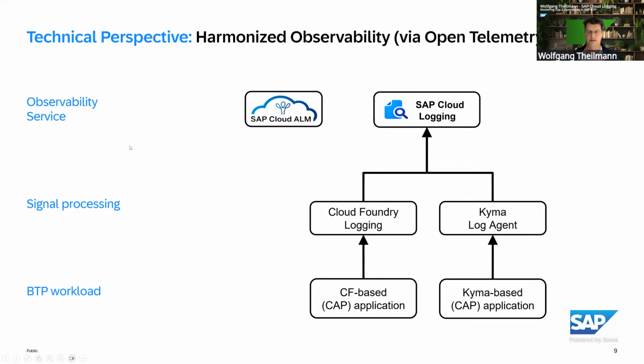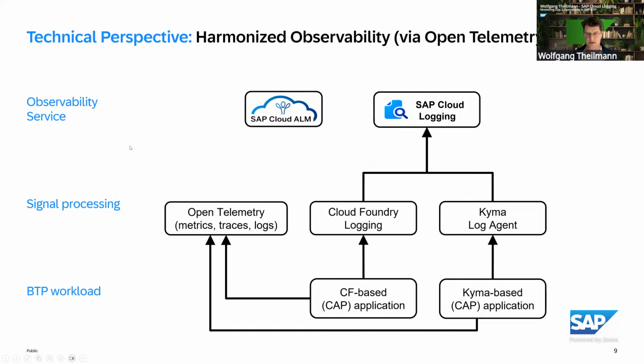But now recently, there's a new kid on the block, the already mentioned OpenTelemetry. That's an industry standard which supports metrics, traces, and logs. And in the meantime, we have means to instrument Cloud Foundry-based applications, but also Kyma-based applications, so that they can emit OpenTelemetry-compliant signals in terms of metrics, traces, and logs, which are eventually propagated to both Cloud ALM and Cloud Logging. And with that, you already see why the integration between Cloud ALM and Cloud Logging can work so nicely, because they rely on the same signal series, which is based on OpenTelemetry.